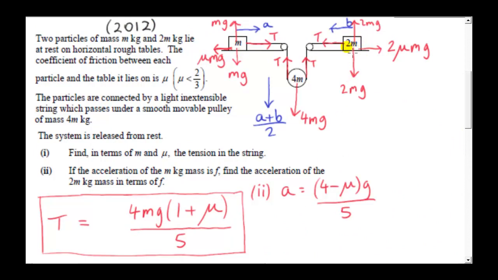Now let's look at the resultant force on the 2m mass. Well, that's T minus 2 mu mg, and that's equal to its mass, which is 2m, by its acceleration, which is b.